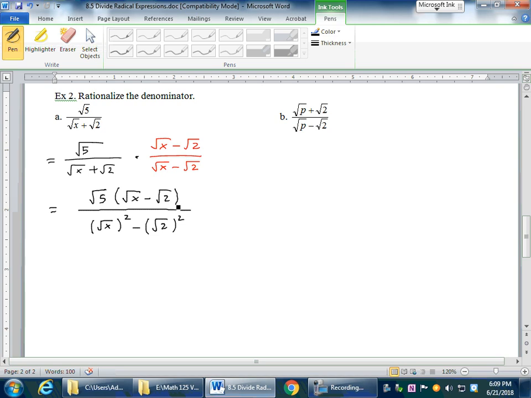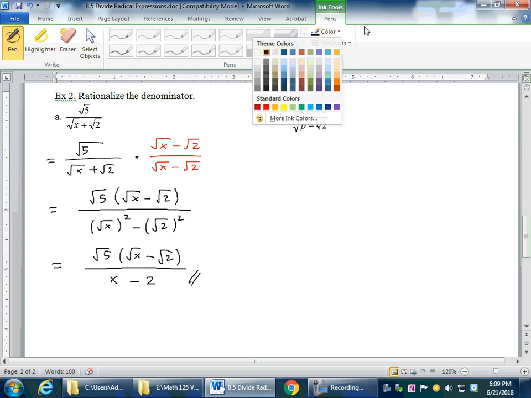So square root of 5 times square root of x minus square root of 2. So when we simplify this, that will become square root of 5 times square root of x minus square root of 2 over, square and square root cancel out, so it will be x minus 2. And this will be my final answer. So when you are dividing by two terms in a divisor, then you multiply by the conjugate factor.